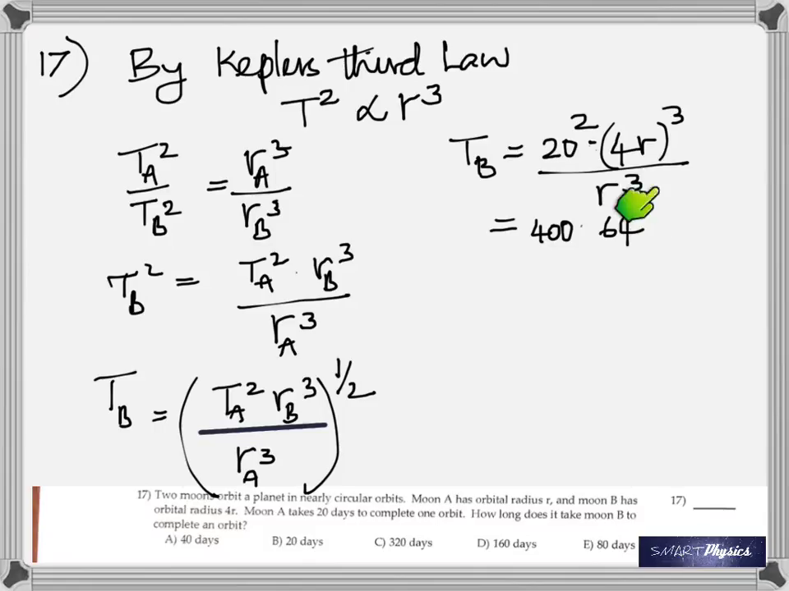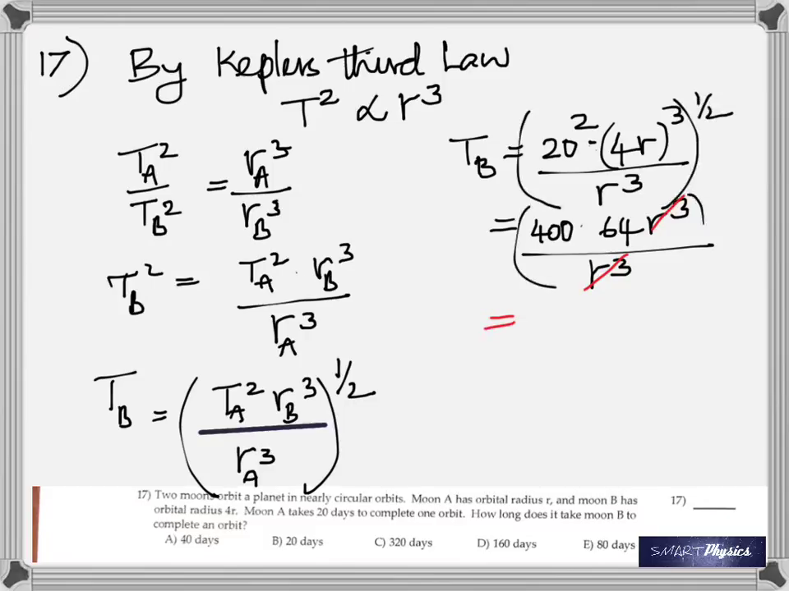Where did I get that 4R? What's given is moon A has an orbital radius R and moon B has 4 times that. So 4 times, and that's the radius. And 4 cubed is 64, isn't it? Cancel that. I forgot to put the square root, so I did that now, and you get 160 days.